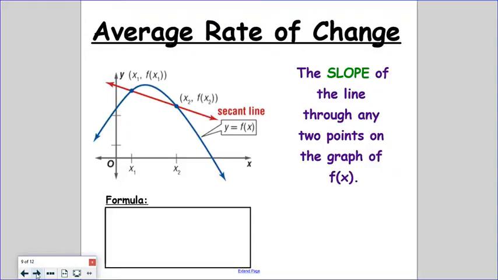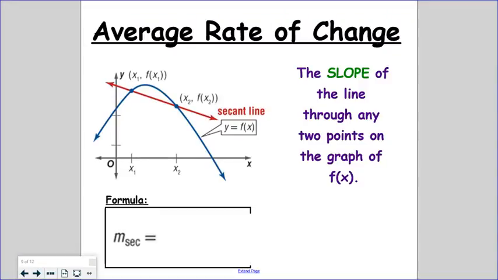Average rate of change is taking 2 points anywhere on a graph and drawing the line that would connect them, called a secant line. That's not something you need to know, but it is true. It is called a secant line, and it's finding the slope of the line that connects the 2 points.